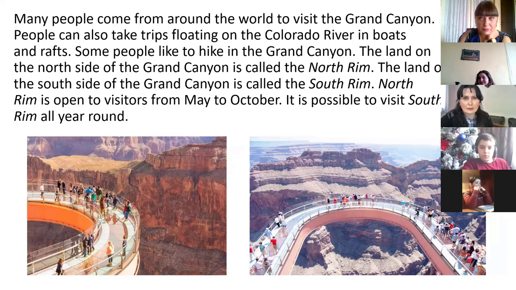The land on the north side of the Grand Canyon is called North Rim. The land on the south side of the Grand Canyon is called the South Rim. North Rim is open to visitors from May to October. It is possible to visit South Rim all year around.